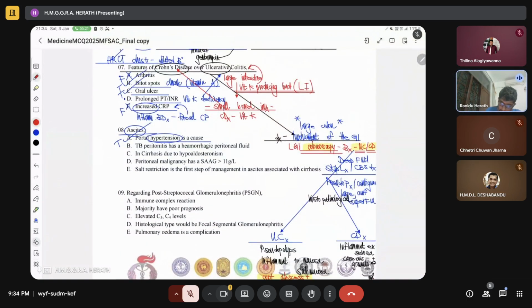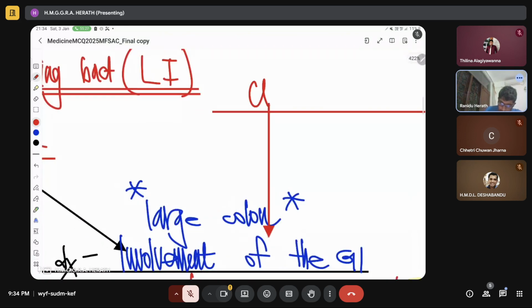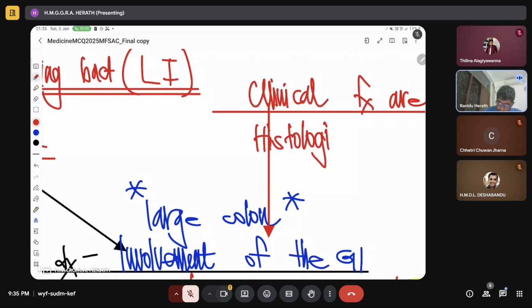So again, remember, going back to this question, there are clinical features and histological features that are used to differentiate patients with ulcerative colitis and Crohn's disease. And histological features are also there to differentiate patients with ulcerative colitis and Crohn's disease.